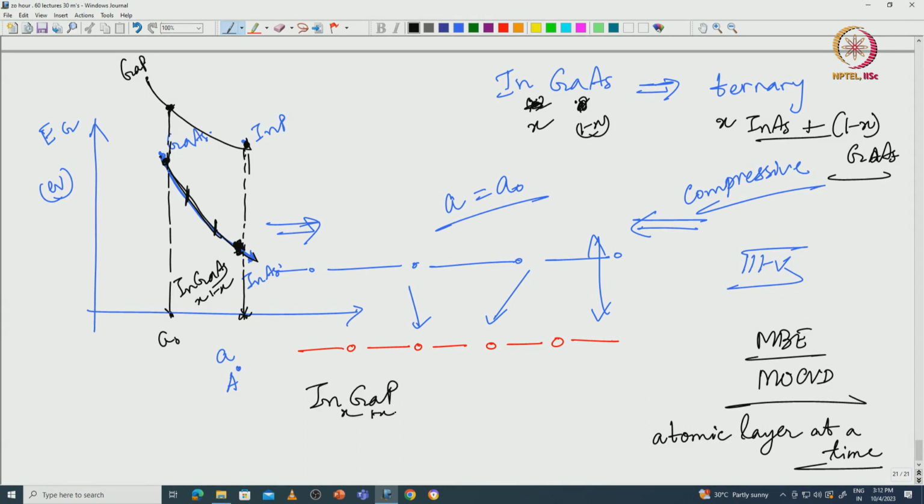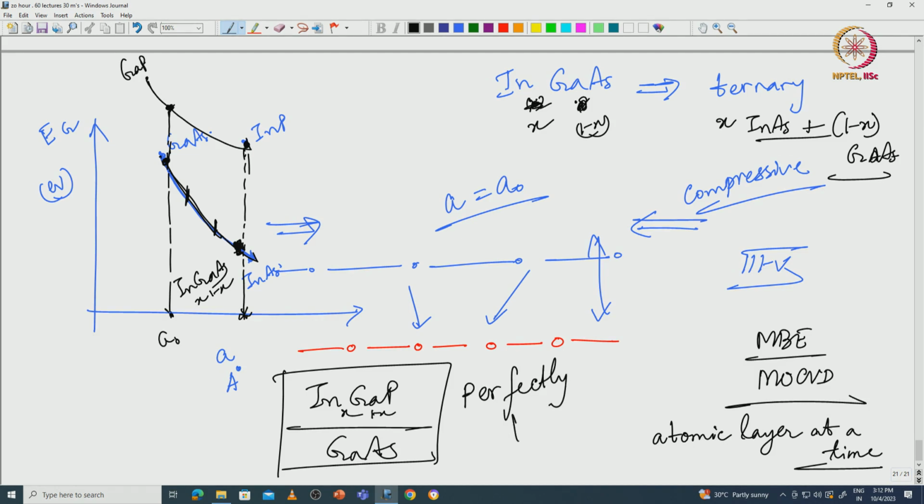You can check what the composition is with respect to gallium arsenide, and they could be perfectly lattice matched. That's a very nice thing, because now you do not generate any dislocation, because the atomic spacing on both these layers is identical. That's how you do the lattice engineering, and that's how you decide what heterostructure to grow.